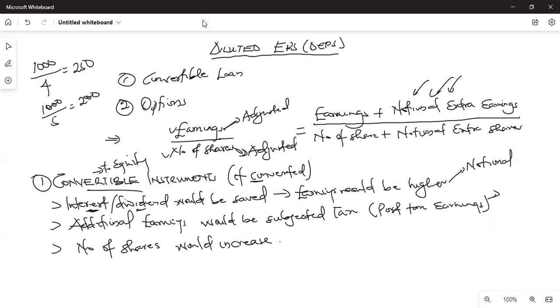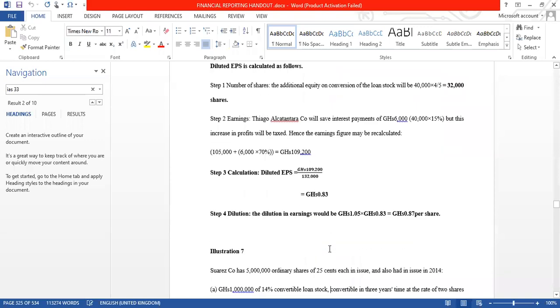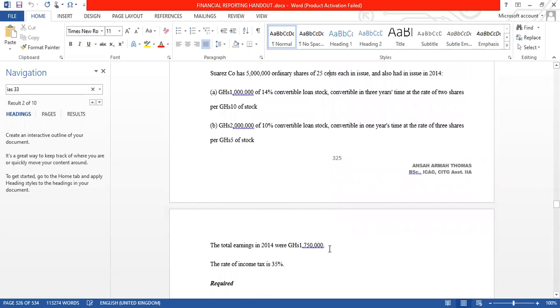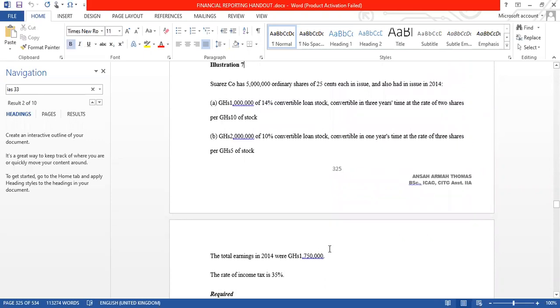All right. So now let's take another example so that we get used to it. So we're looking at Suarez, Luis Suarez, that is, he passed to the Liverpool jersey. So I really love the guy. All right, so Suarez company has 5 million ordinary shares at 25 cents each in issue.